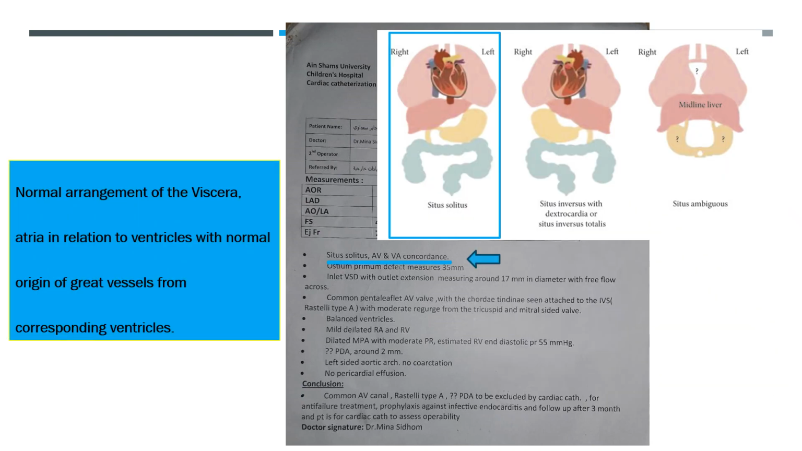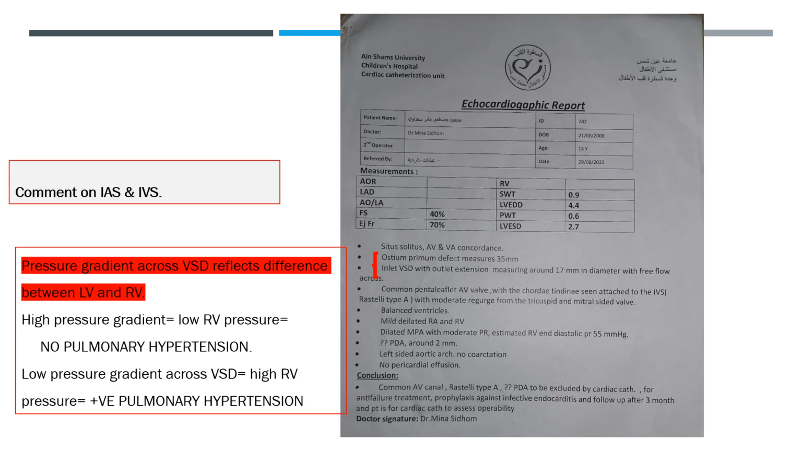Another important sentence that will start all echocardiographic reports is the situs solitus, AV and VA concordance. This phrase means that there is normal arrangement of the viscera. There is a normal relationship of the atria to the ventricles with normal origin of the great vessels from the corresponding ventricles. This might not be the case in patients with complex congenital heart disease. Then there will be a comment on the interatrial and interventricular septa. It will be mentioned if they are intact or if there is a defect.